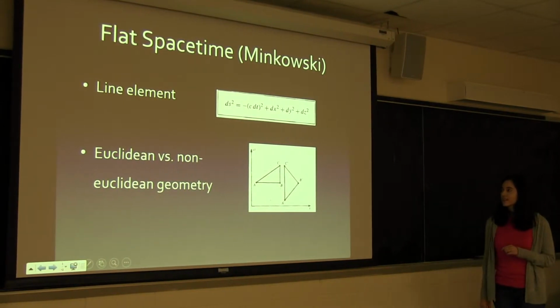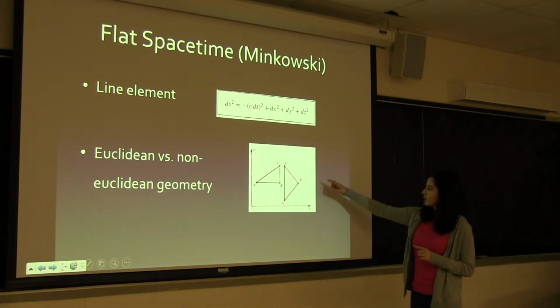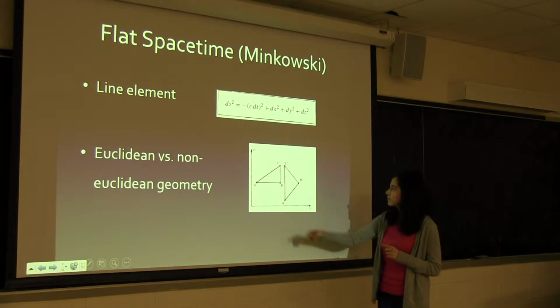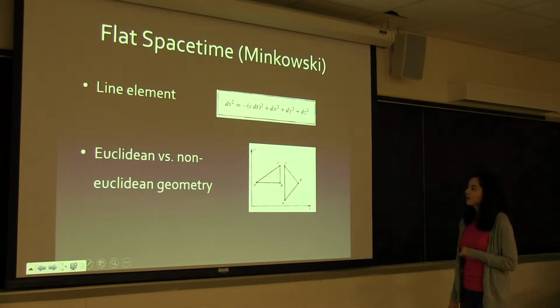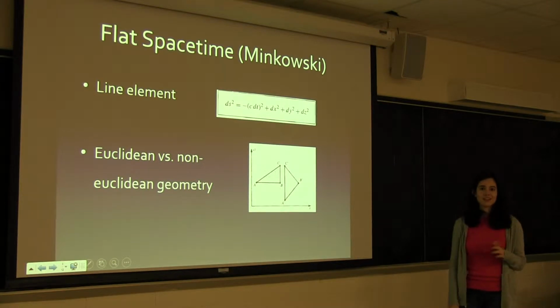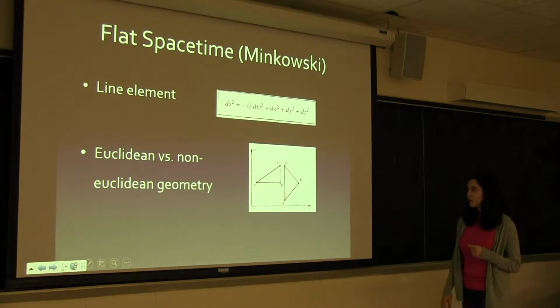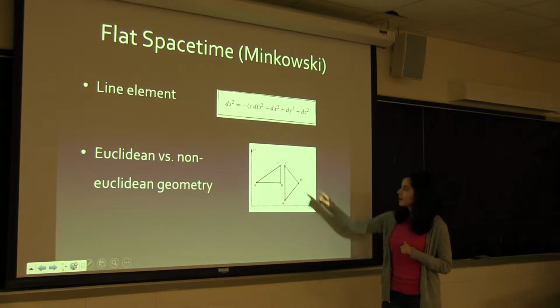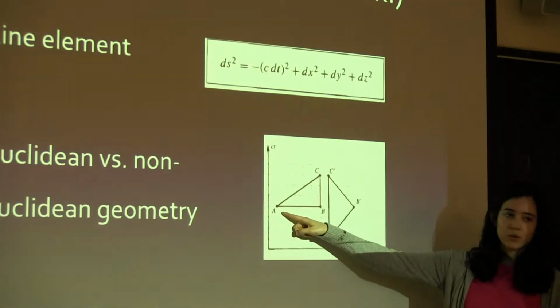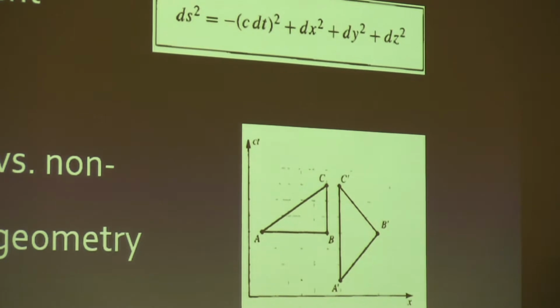One of the classic examples is these two triangles, where you have A, B, C on the first one and A prime, B prime, C prime on the second one. One of the first questions you are asked in an undergrad relativity course is which path is shorter to get from A to C? In Euclidean spacetime, of course, it's A to C, the hypotenuse.